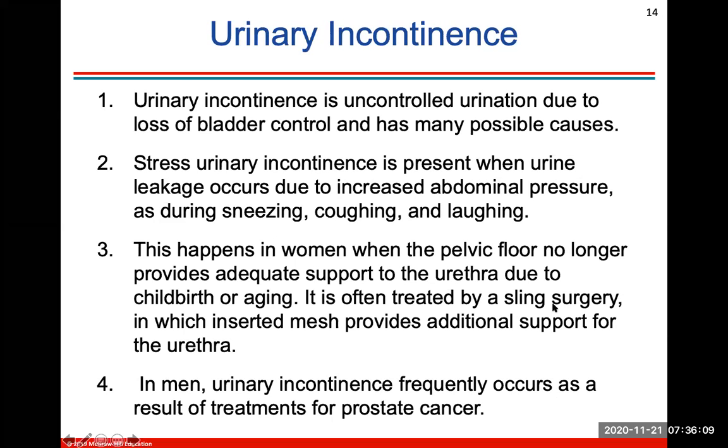Urinary incontinence is uncontrolled urination due to a loss of bladder control and has many possible causes, sometimes due to stress, other due to increased abdominal pressure like sneezing, coughing, laughing. This happens in women when the pelvic floor no longer provides adequate support to the urethra due to childbirth or aging. You can get sling surgery in which a mesh can be inserted to help support the urethra. In men, urinary incontinence frequently occurs as a result of treatments for prostate cancer.